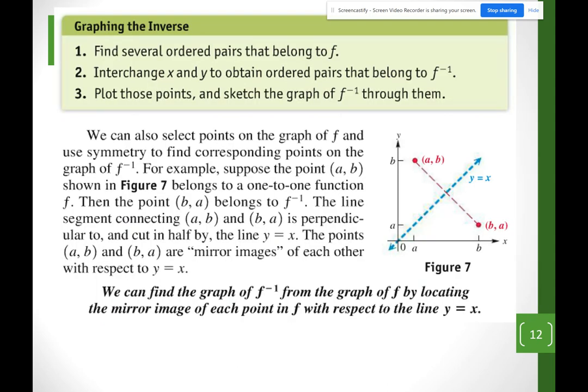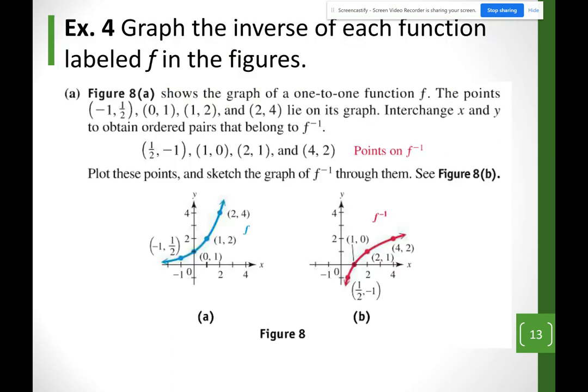So now what you have on your PowerPoint is, if I have the line y equals x, this point and this point reflect. The a and b switch places. That's what we call the inverse. They reflect. Have this other one right here.